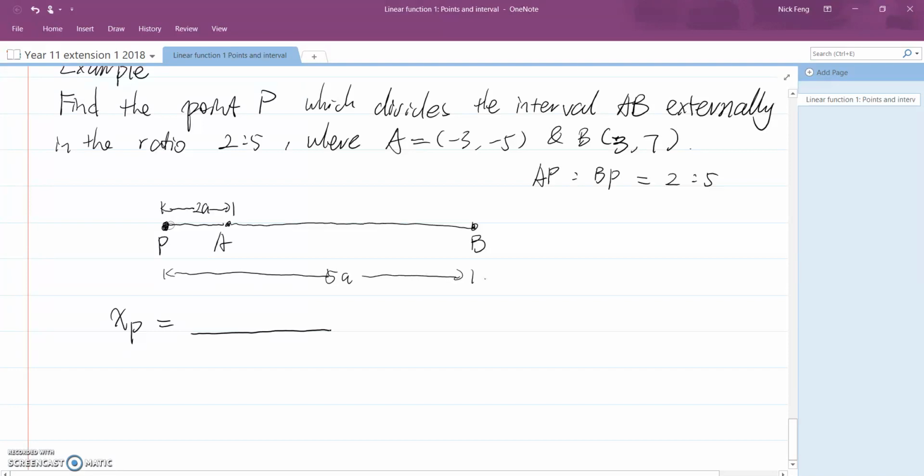However, we need to make one of the numbers in this ratio negative. My personal preference is I always make the smaller number negative. That means the bottom always stays positive. So you make either 2 negative or 5 negative. I make 2 negative, so everything stays the same.